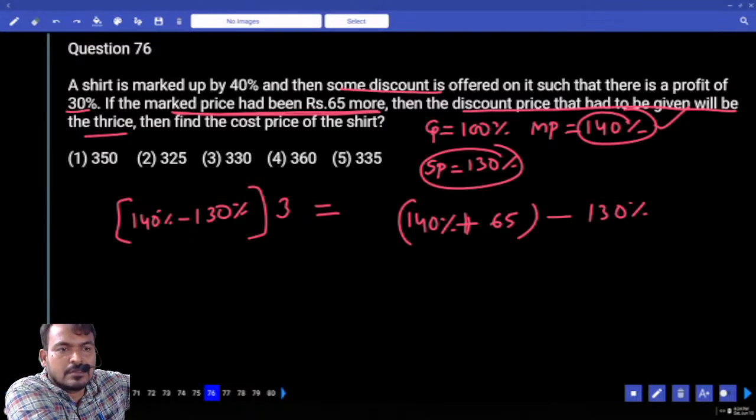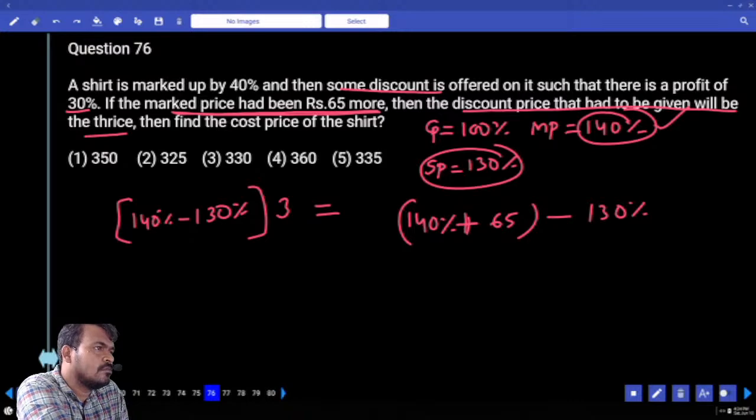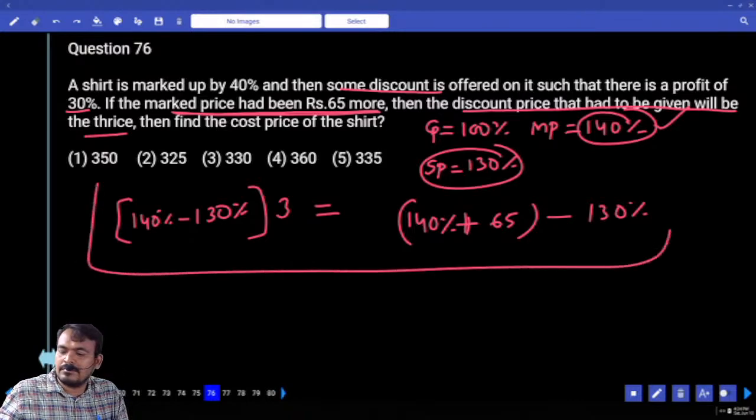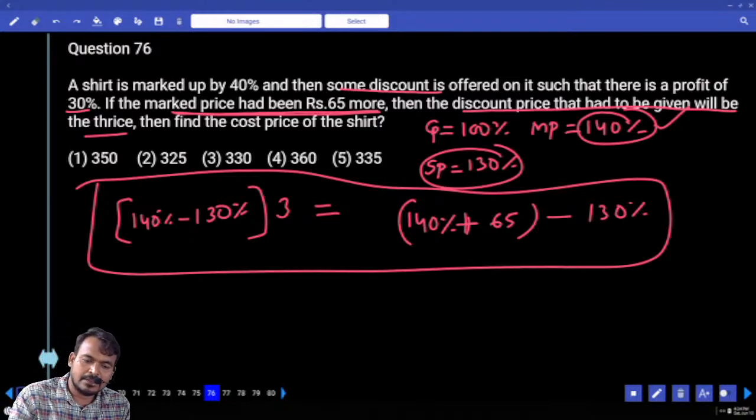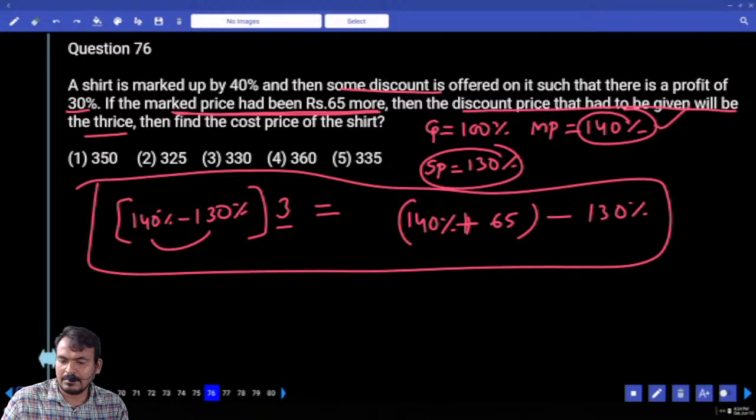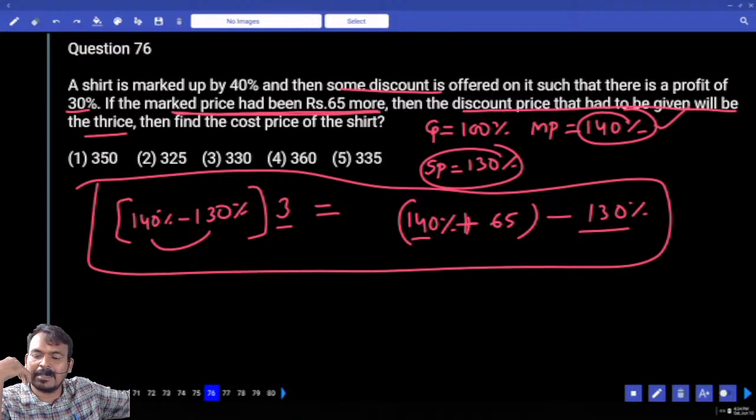What is the new market price? 140% plus 65. In that, 130% is the selling price. Yes or no? Simplify this one. On the left hand side, 140 minus 130, difference 10%, into 3. And on the right hand side, 140 minus 130, difference 10%. Total, on the left hand side 30% is remaining, on the right hand side plus 10, it will become 20.